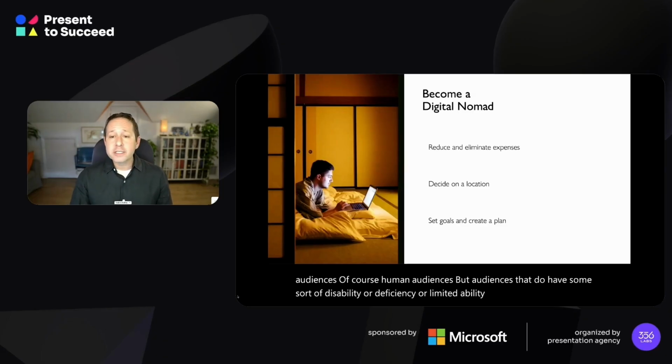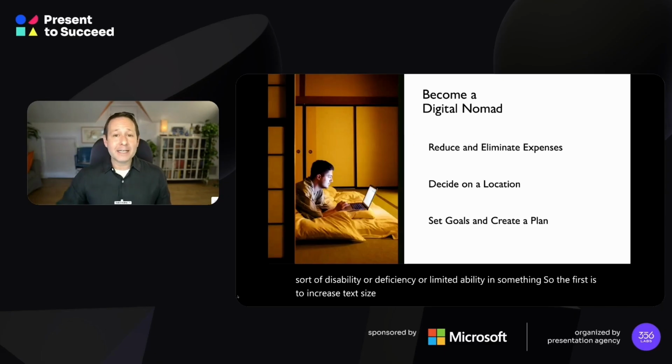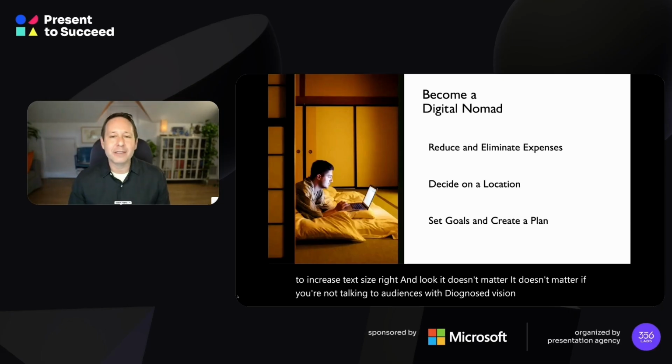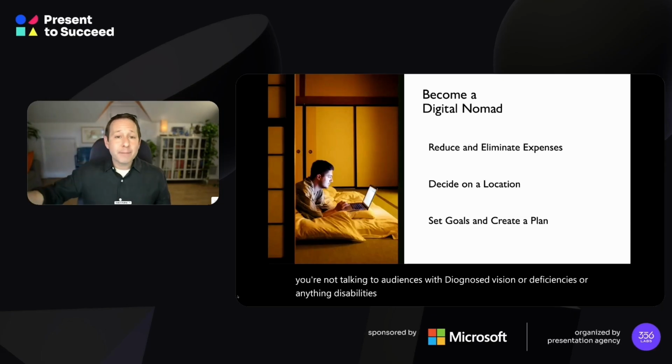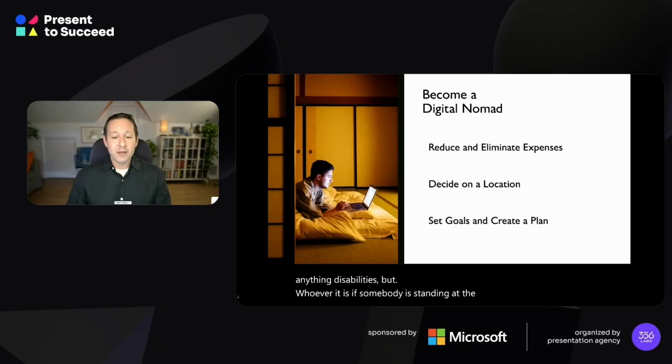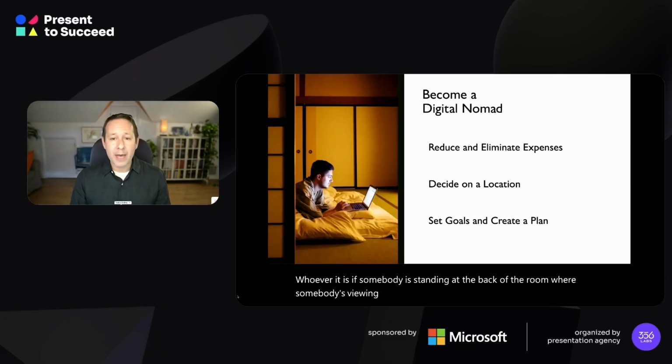So the first is to increase text size, right? And look, it doesn't matter if you're not talking to audiences with diagnosed vision deficiencies or disabilities, but whoever it is, if somebody's standing at the back of the room, or if somebody's viewing something remotely on a small iPad, you can't have 10-point type. So you've got to increase that type size.